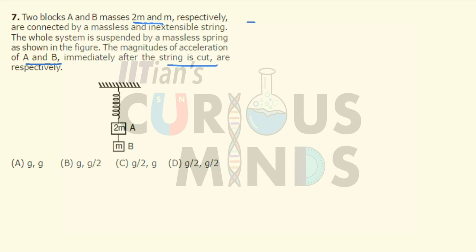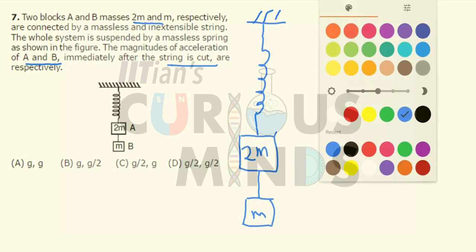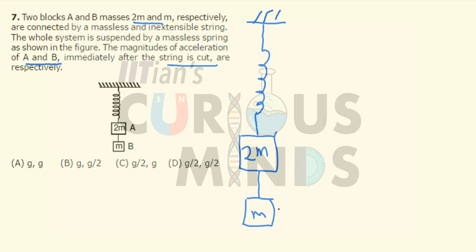So basically, in the equilibrium position, what is happening over here? There is a mass 2m attached at the bottom, and there is mass m attached at the bottom. So now let us find out the extension in the string. There is 2mg in the downward direction.